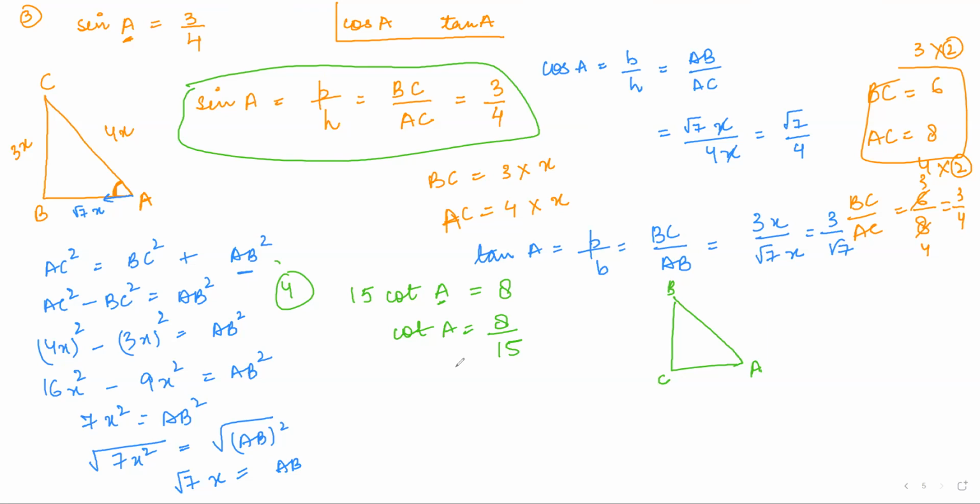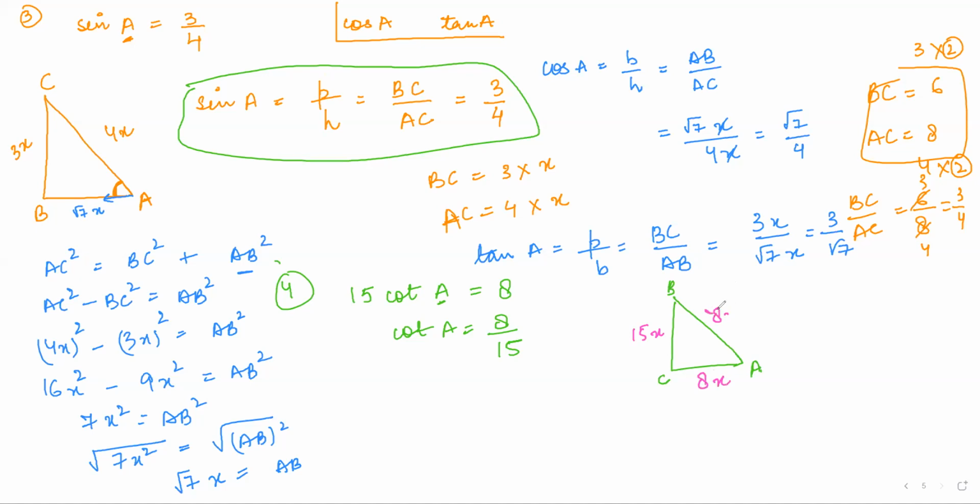I found adjacent and opposite. How much is AC? AC is 8x, adjacent is 8x, and opposite is 15x. Name of the side, please. BC is 15x. And AB? No, I didn't find that. AC is adjacent, 8x. Base is 8x.